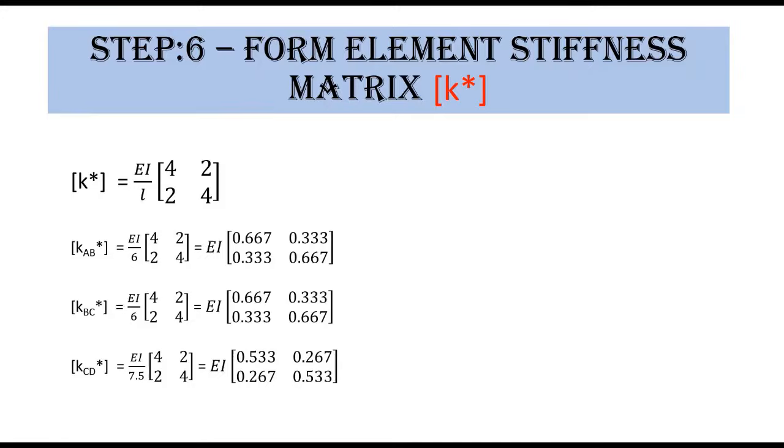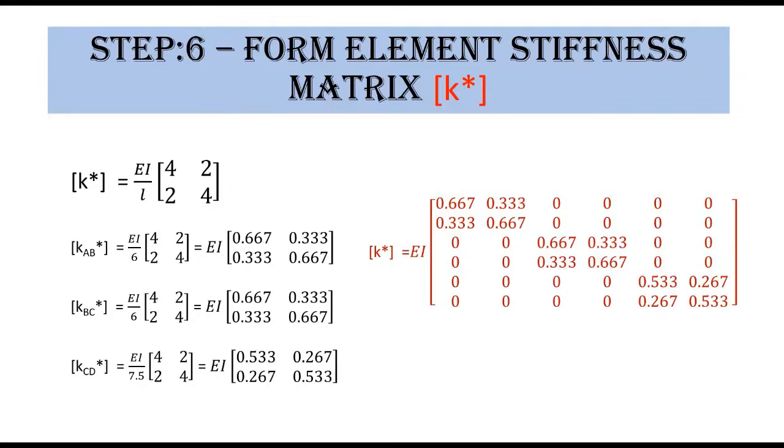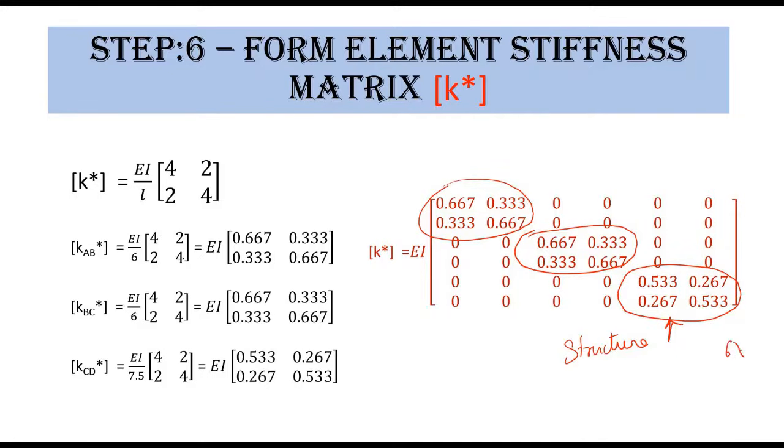Now I keep all these element stiffness matrices of each member of the frame diagonally and form the element stiffness matrix for the structure. So it will be like this. So we have the element stiffness matrix for the structure. I have kept the element stiffness matrix of each member diagonally, and we will get a 6 by 6 matrix.